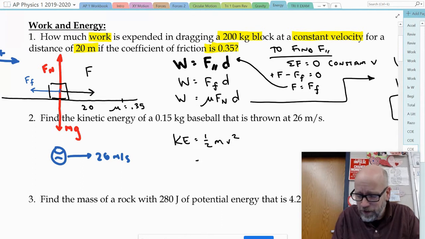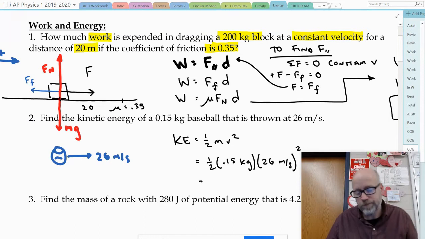Now, I think the only reason to even bother to do this problem is so that we can take a look at the units. So this time, I am going to include the units as I plug in my values. So 0.5 times 15 kilograms times 26 meters per second, quantity squared. So I punch that in.